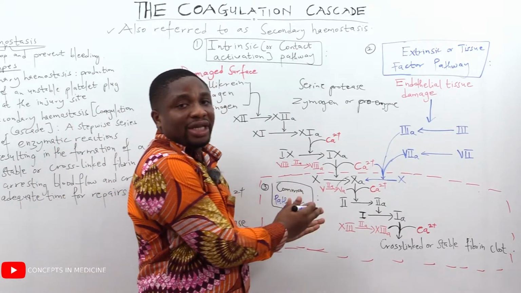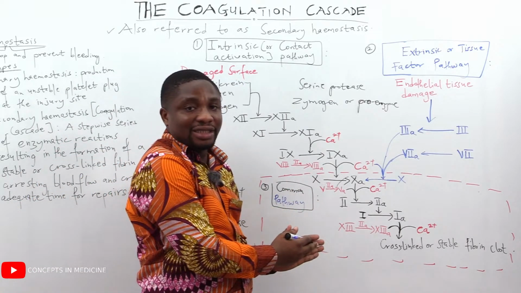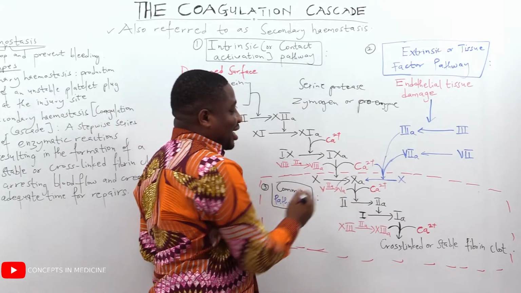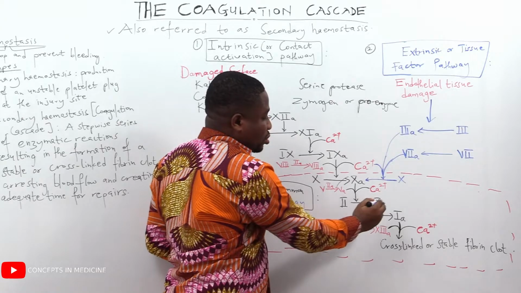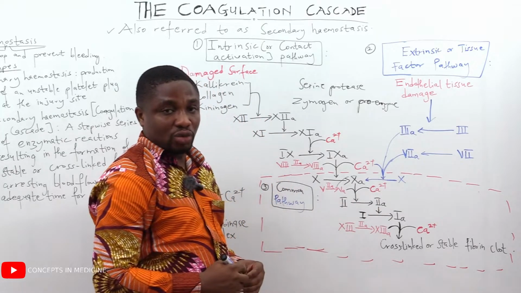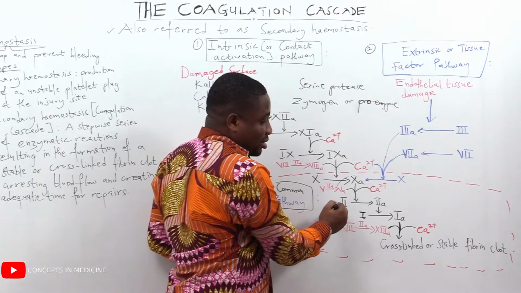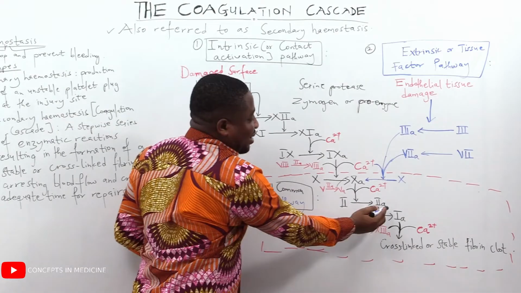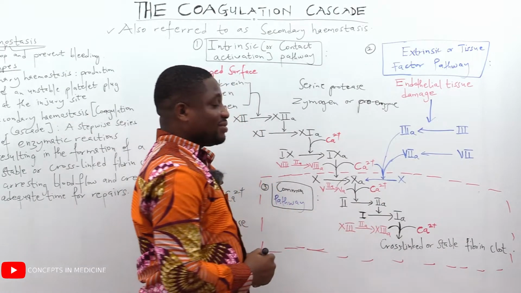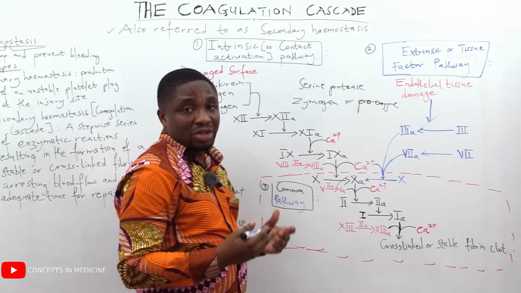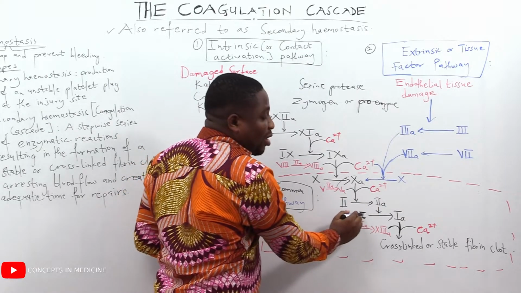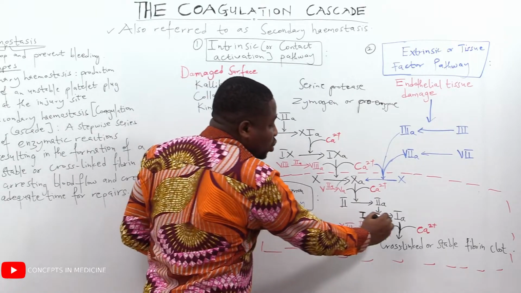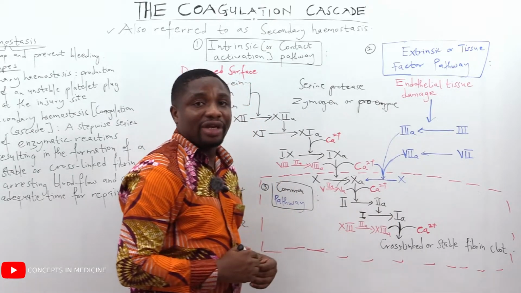Alright, so this prothrombinase complex, that's activated factor 10, activated factor 5, and calcium, causes the conversion of factor 2 to what? Activated factor 2. That becomes prothrombin going into thrombin. Then when we have the thrombin, that is activated factor 2, which is mostly in circulation, it will cause the conversion of factor 1, that is fibrinogen, into activated factor 1, that is fibrin.